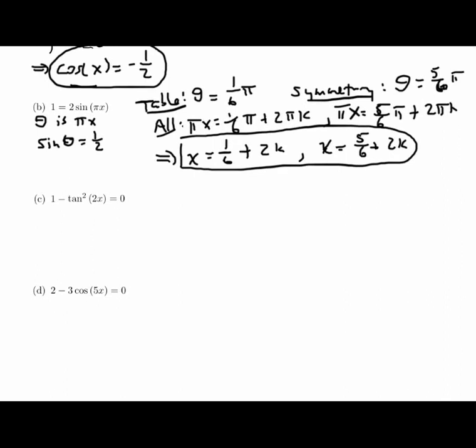Part C, I'm not going to do the whole thing here, but I'll just point out that having the square in the problem means that you have to be a little bit careful. Again, I'm using theta is 2x here. So this equation is equivalent to 1 equals the tangent squared, but when I take the square root of both sides, I have to consider both the plus and minus case.